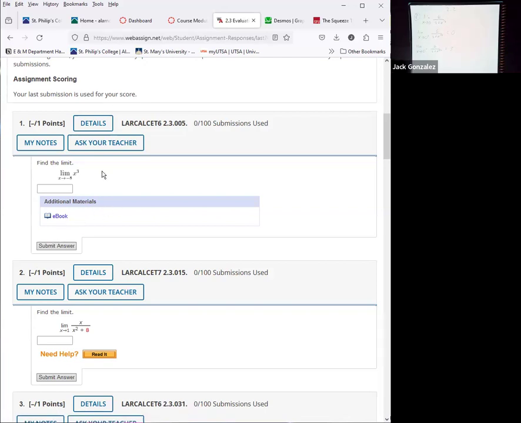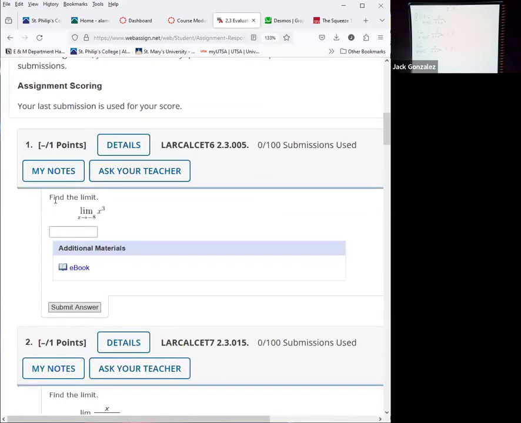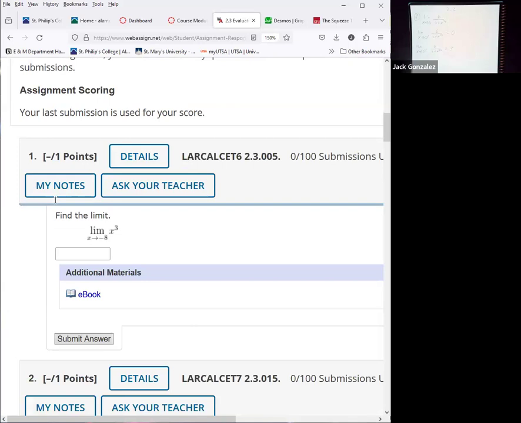So, let me zoom in a bit. Number one, can I plug in -8 into x cubed? Is there anything stopping me from doing that?